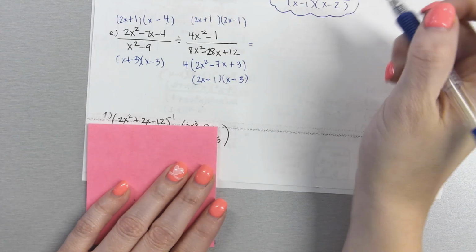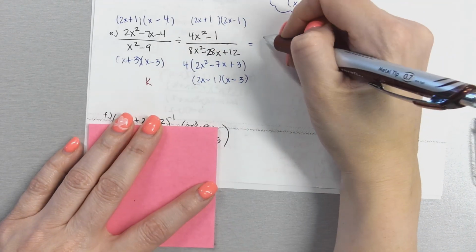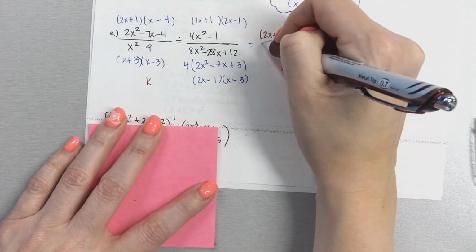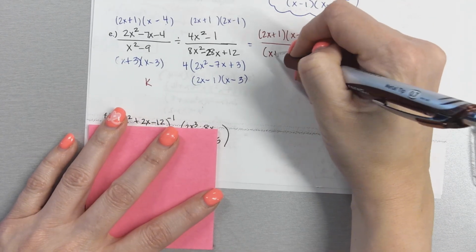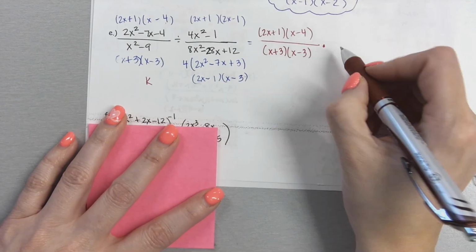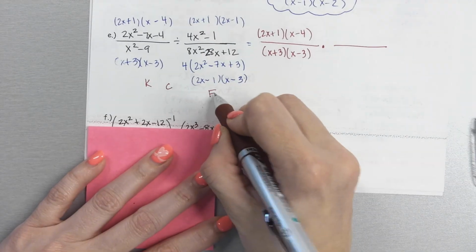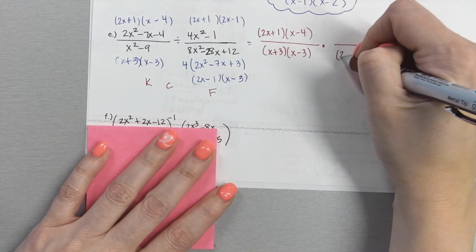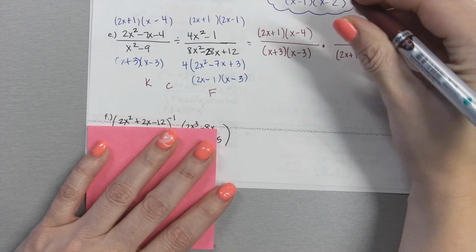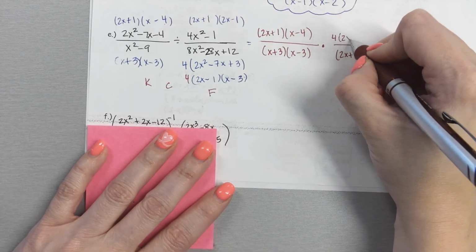Okay, and then I'm going to organize this so that I can cancel. So when I organize, I keep this the same. So I keep it as 2x plus 1 times x minus 4. And you guys are doing a nice job. I know it's a lot of writing today. Okay, so I changed that, and now I got to flip this. So the 2x plus 1 goes on the bottom. The 2x minus 1 is with it. And then don't forget this 4. Sometimes I'll write that in front so I don't forget it.